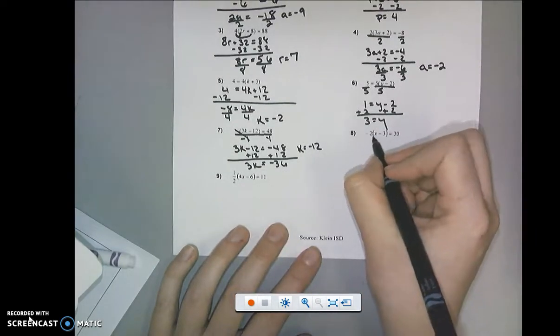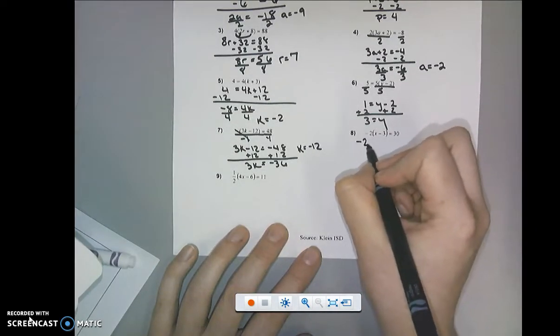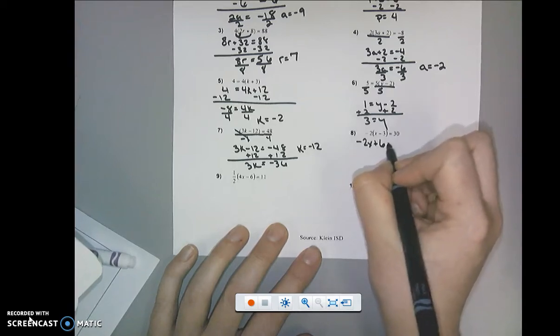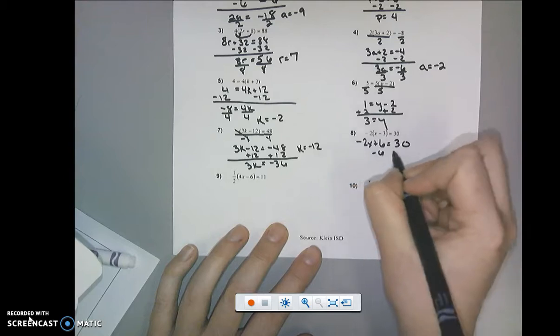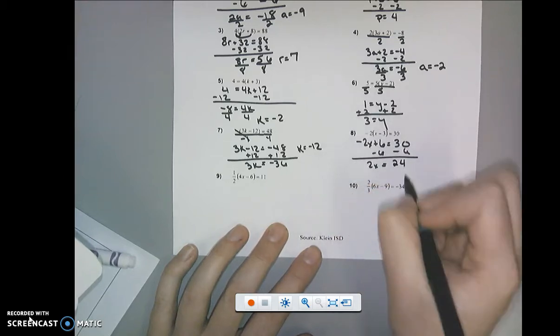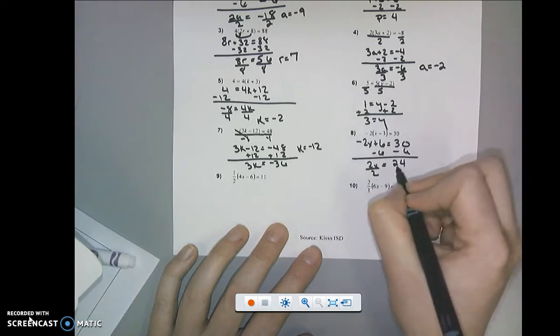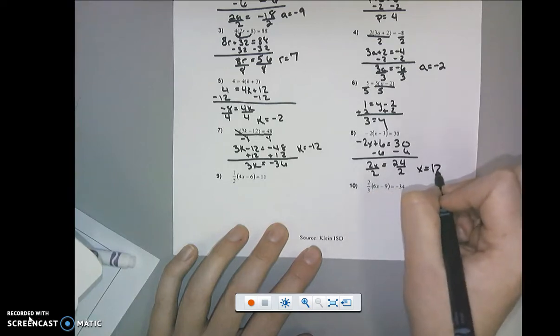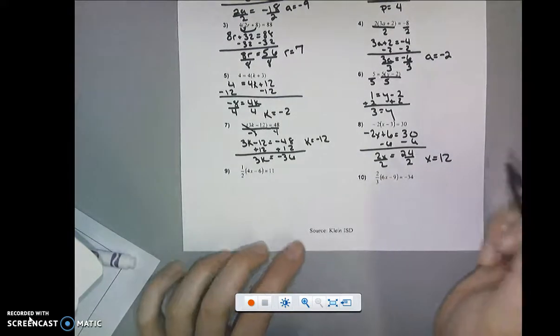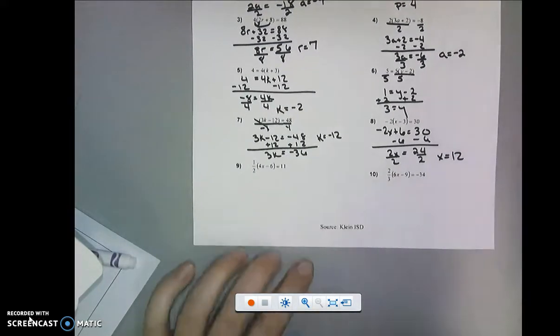Over here, I'll distribute. Negative 2x. Negative 2 times negative 3 is positive 6. Minus 6. And we have 2x equals 24. Divided by 2. x equals 12. Remember, we must show our work. This is showing work. It's not just randomly guessing numbers and saying it works.